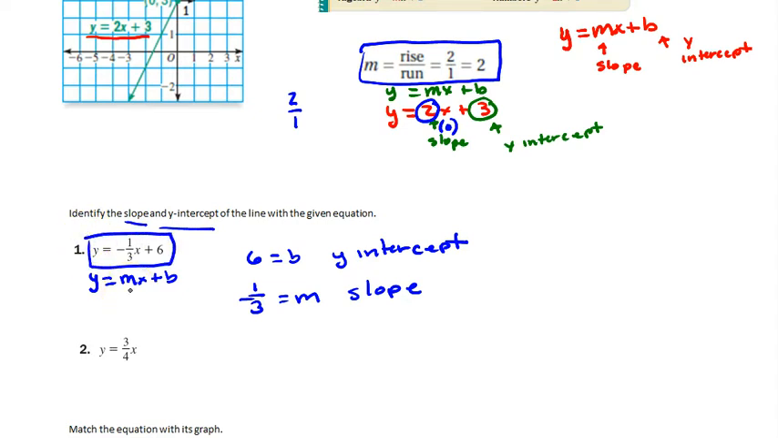Now if I were to graph this, it would be really easy because I could find 6 on the y-axis, graph it, and then I would use the slope to find the next point on my line. I would have a graph.